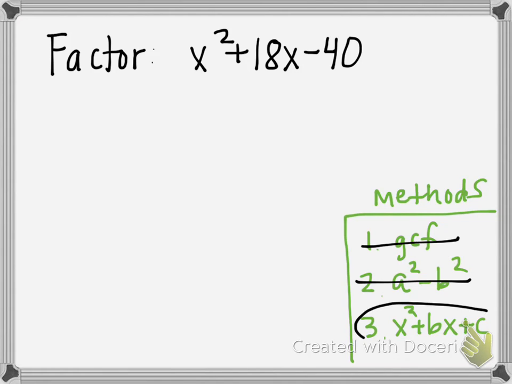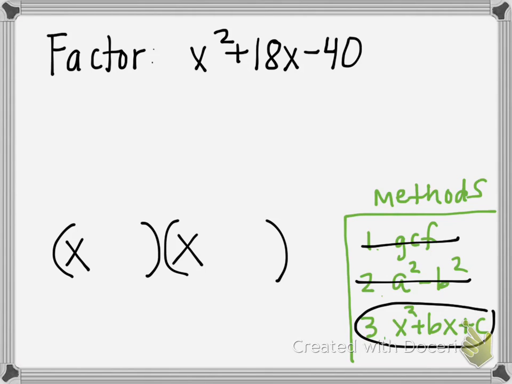So we're looking at method number 3, trinomial. So for trinomials, you open up two parentheses. X squared you would split as x times x, and then we need to fill in the numbers here. So you can use guess and check, or you can use the method that I showed you in class.